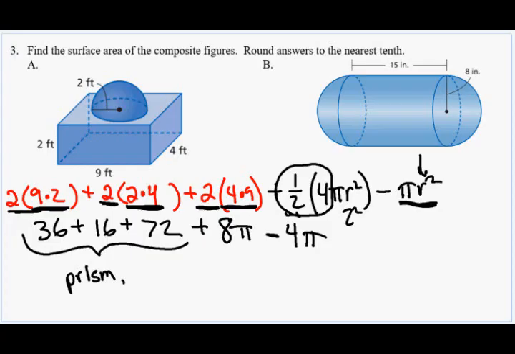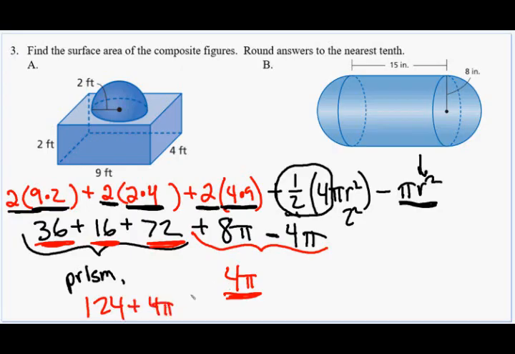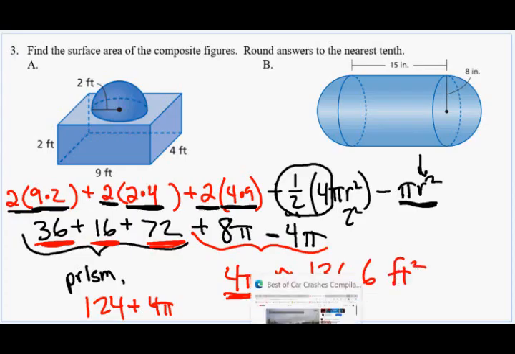And let's just do this kind of here separate. 8 pi minus 4 pi is 4 pi. So our answer is 36 plus 16 plus 72 plus 4 pi. So that becomes 124 plus 4 pi. And if we punch that in our calculator, we will get approximately 136.6, and our units would be feet squared, squared feet.